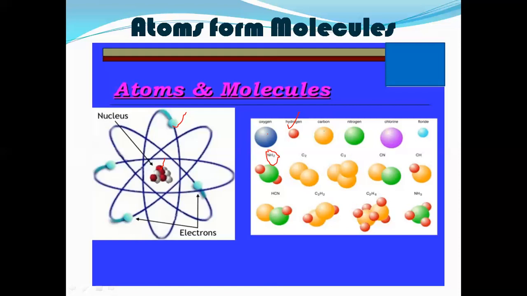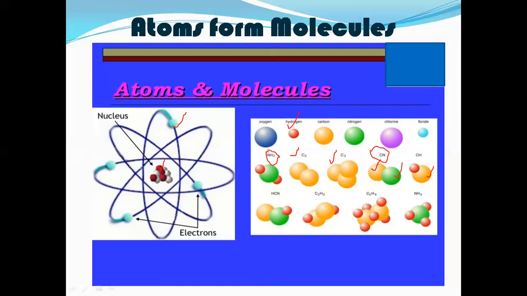NH2. These are 2 carbon atoms. They combine together. C3, 3 carbon atoms are combined together. So they form what? Molecule. If you see, this one atom is of nitrogen, green one, and yellow one is of carbon. So both are combined. So that also forms a molecule. CH. H is for hydrogen and C for carbon. So they also form molecules. They're smaller molecules, but there are lots of atoms collectively combined. So they form big molecules as well.